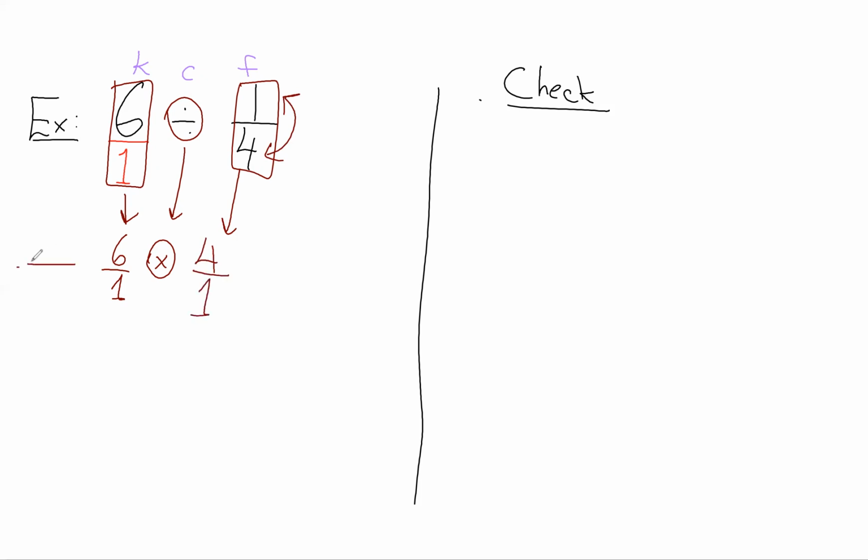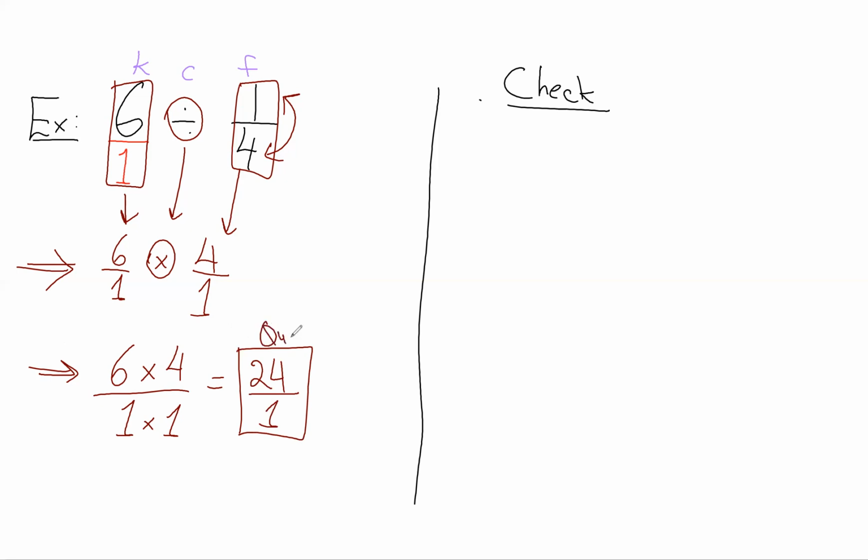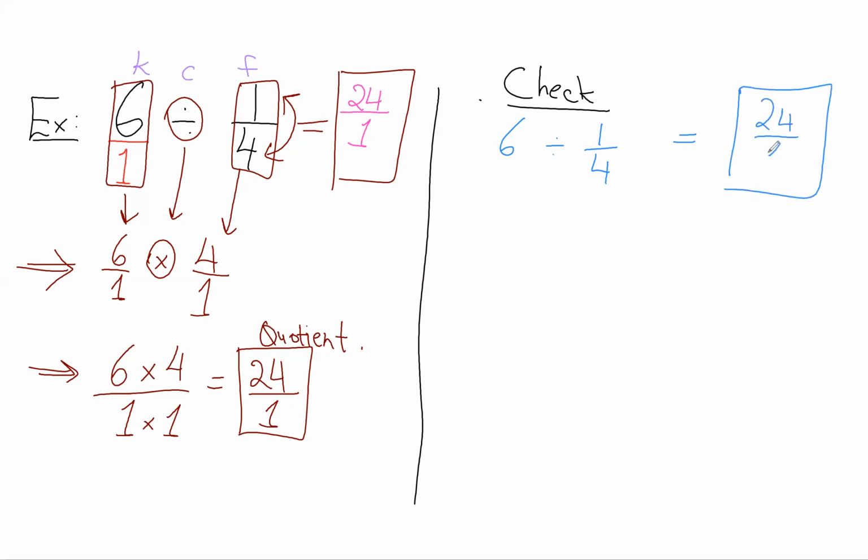Great. Now I changed my question from dividing with fractions to multiplying with fractions. Therefore, I can follow the methods of multiplying fractions, which is multiplying numerator with numerator and denominator with denominator. So what did I get? 24 over 1. So this is my answer. This is my quotient. Now, I put the quotient here. Okay, so if I want to check, let me write the question here again. So my question is 6 divided by 1 over 4, and I got my answer to be 24 over 1. Okay, so the 6 is known to be my dividend. 1 over 4 is my divisor. And 24 over 1 is my quotient.